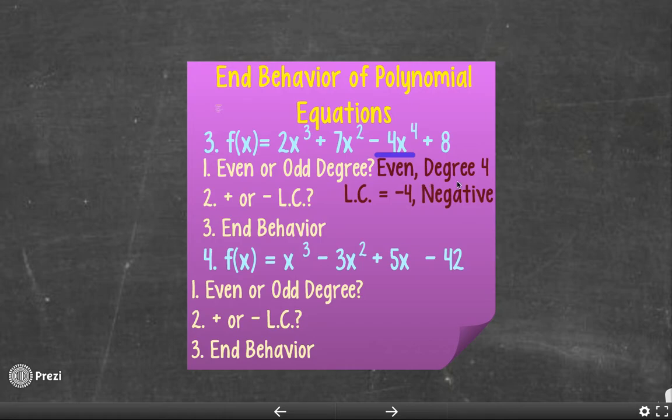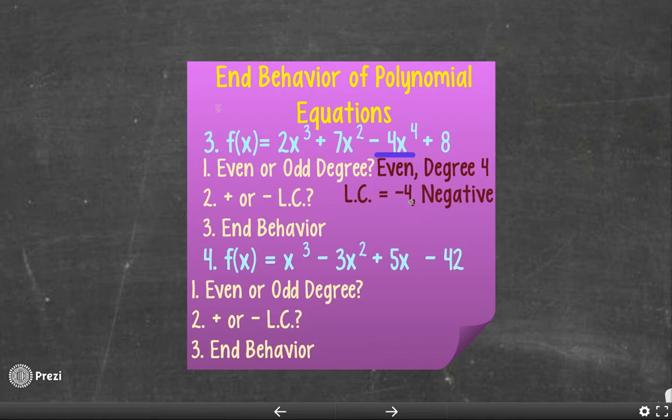So if it's even degree, my arrows, where do they point? Same way or opposite way? Holy hot dogs, you guys are so smart. Even degree means the arrows point the same way. So they're either both pointing up or both pointing down. Now it's this leading coefficient that tells me which way they point.